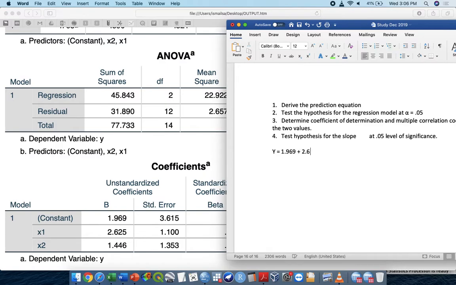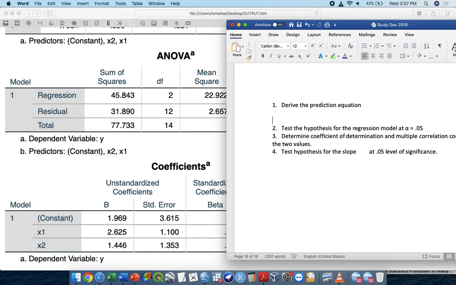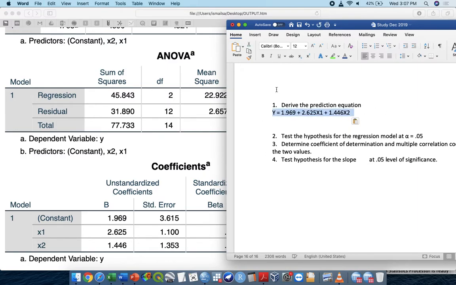plus 2.625 x1 plus 1.446 x2. That means x1 is assignment 1, and x2 is assignment 2. So you take the marks of assignment 1, plus assignment 2, plus this intercept, and then you will get the predicted y, which is the possible score for your final marks. Okay, the first one is already done. We already constructed this equation.